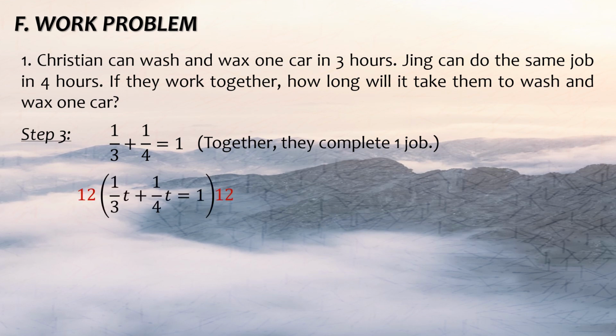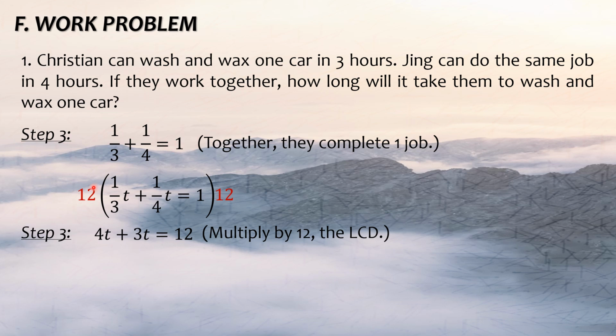Let us now multiply both sides of the equation by 12 for us to calculate the value of each given job. So, multiply by 12, which is the LCD of 3 and 4. So, let us now multiply. 12 times 1/3 is 4t, and 12 times 1/4 is 3t equals 12, or 1 times 12 is 12.